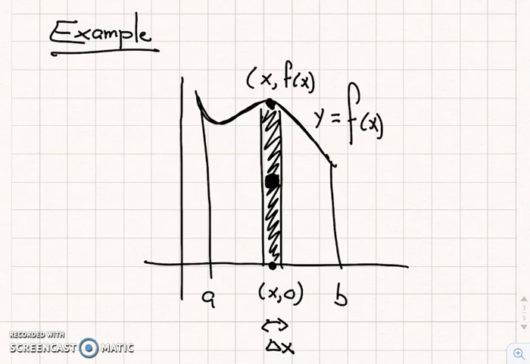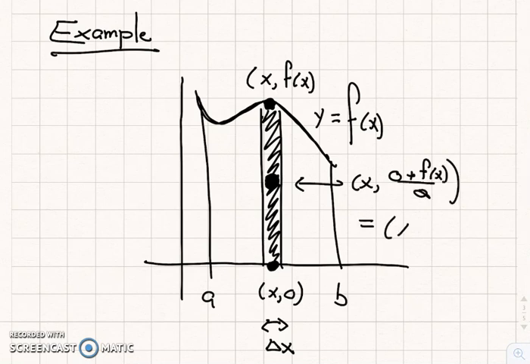So let's calculate the coordinates of this point in the center of the vertical strip. The bottom coordinate of the strip has coordinate x comma 0, and the top coordinate of the strip has coordinate x comma f of x. So what are the coordinates of this point right here? Well, its x-coordinate is just x. Its y-coordinate is the one that's in between this y-coordinate and this y-coordinate. How do you get the y-coordinate that's right in between? Well, that's just the average of the 2 y-coordinates. So you take the 2 y-coordinates, in this case 0 and f of x, and divide by 2. Or you get x comma f of x divided by 2.